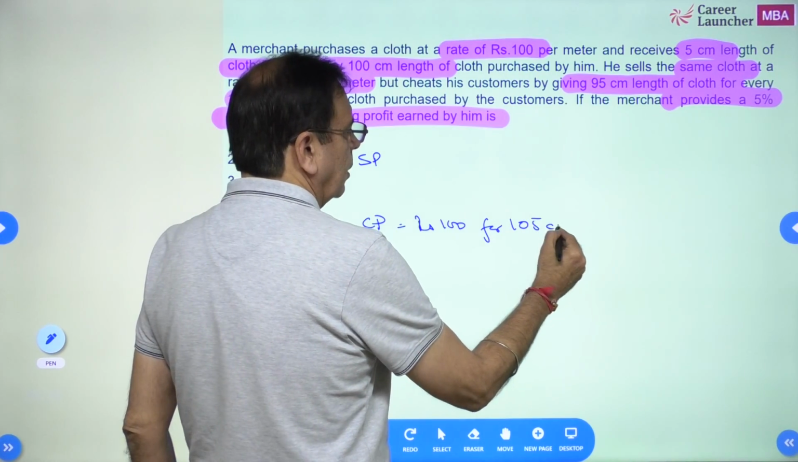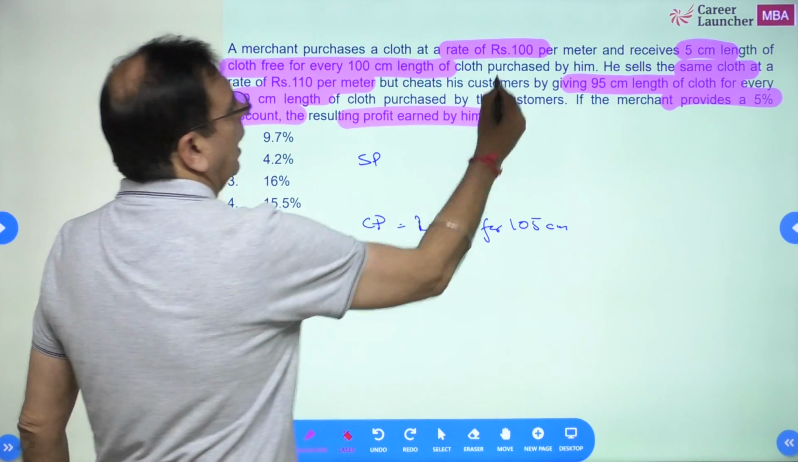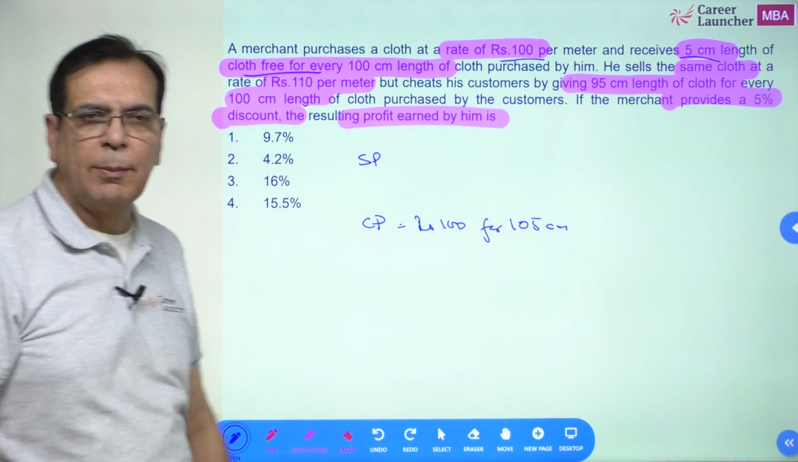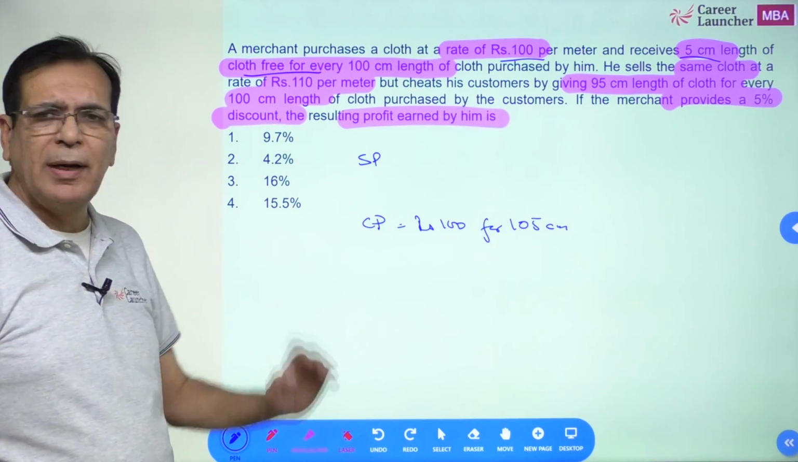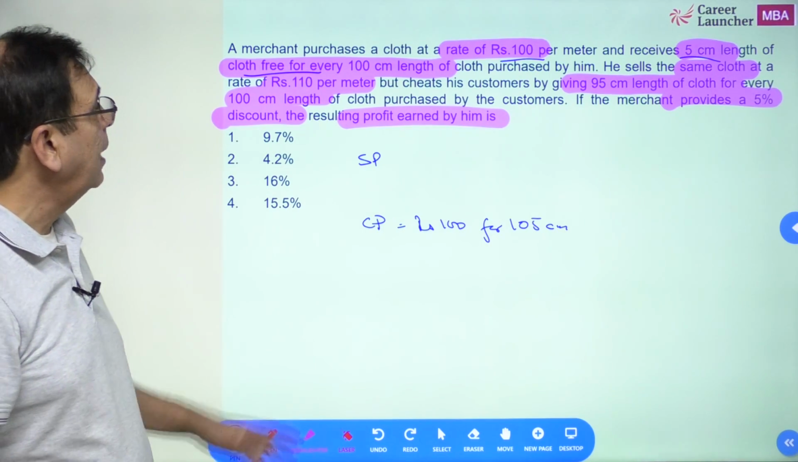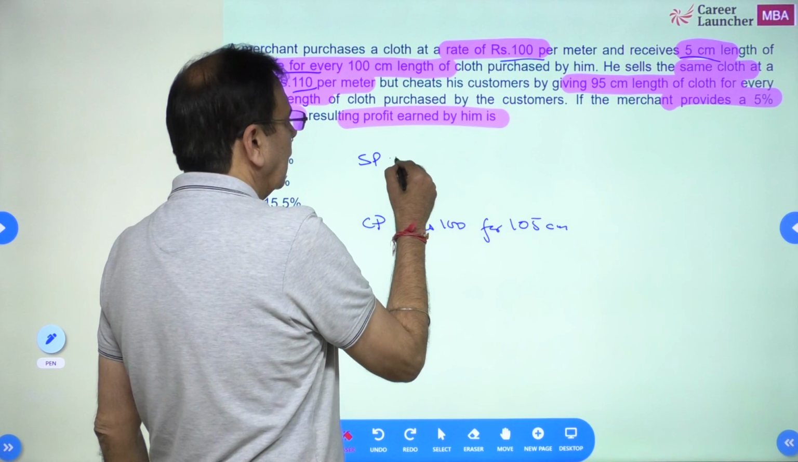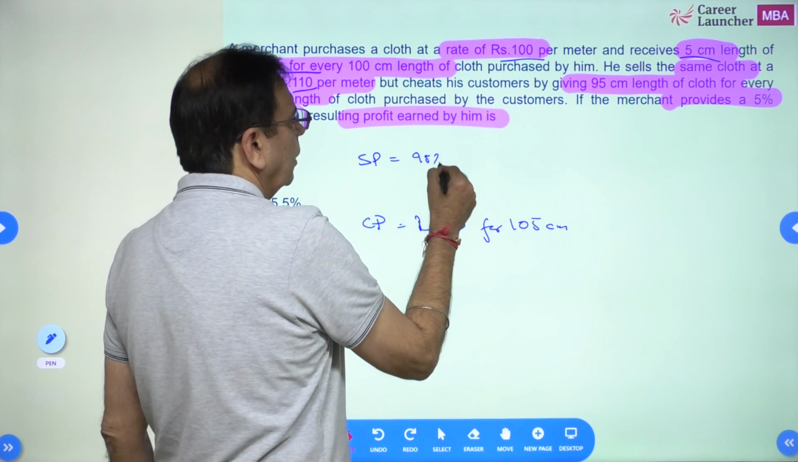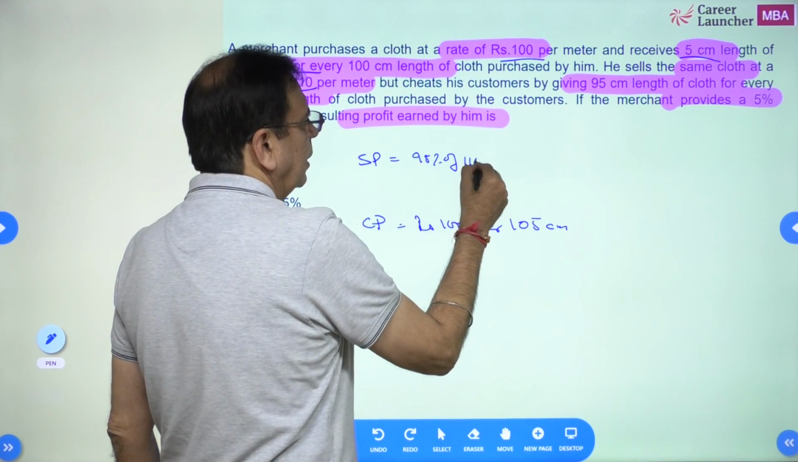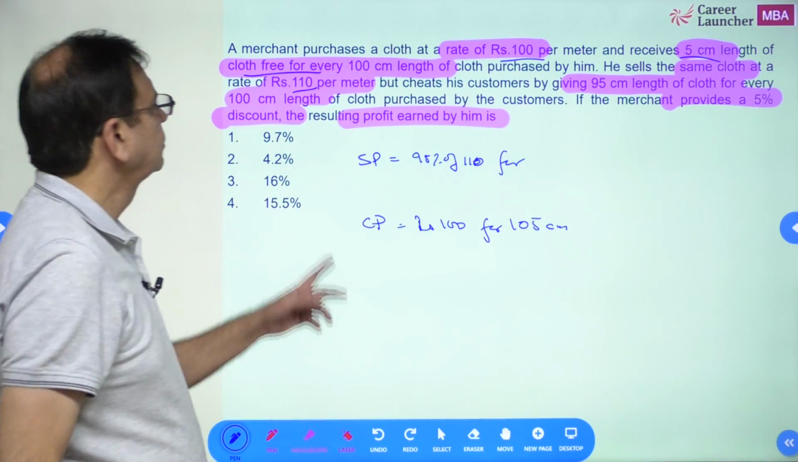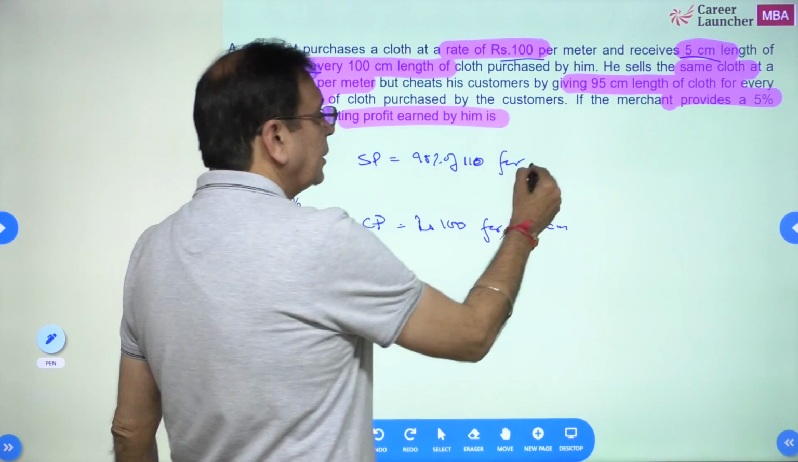105 centimeter. Right? 100 rupees per meter, but 5 centimeter इसको फ्री के मिल जाते हैं ना हर 100 सेंटीमीटर में. तो he is giving 100 rupees for 105 centimeters. बेच कितने पे है? He is not selling at 110 rupees a meter. He is giving a discount. So he is selling at 95% of 110 is the selling price. For how many meters? For 95 centimeters.